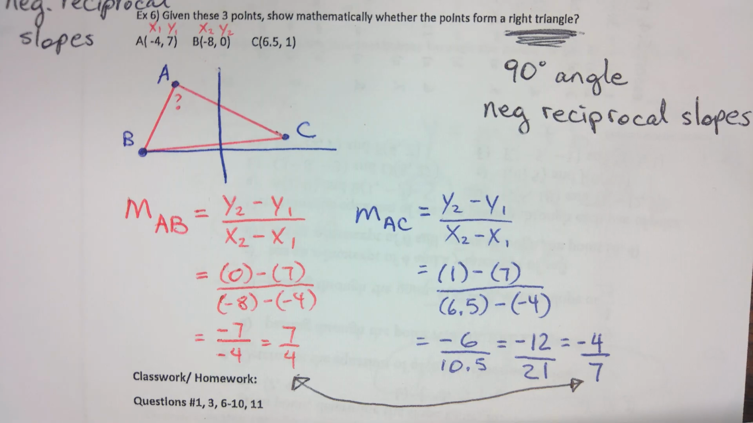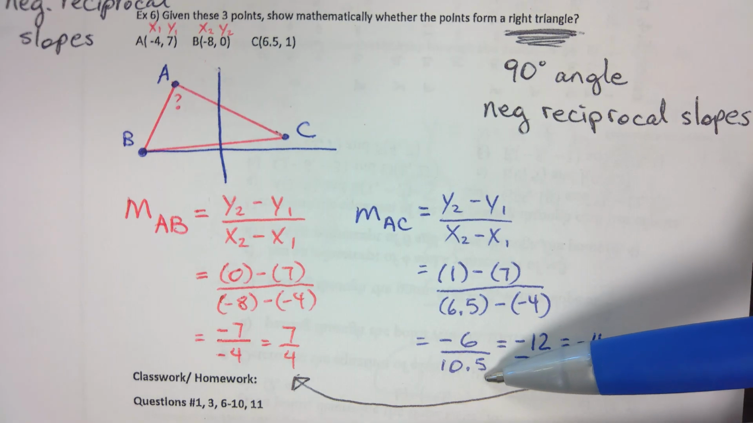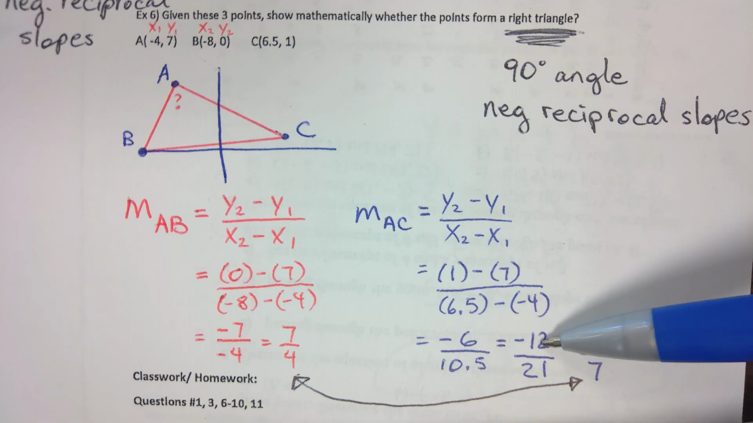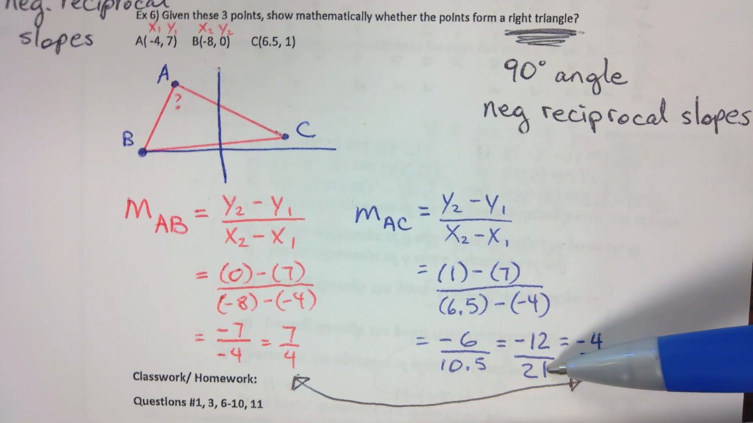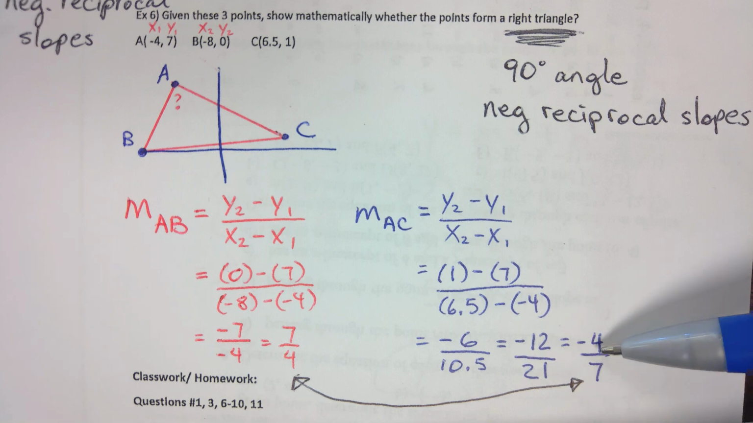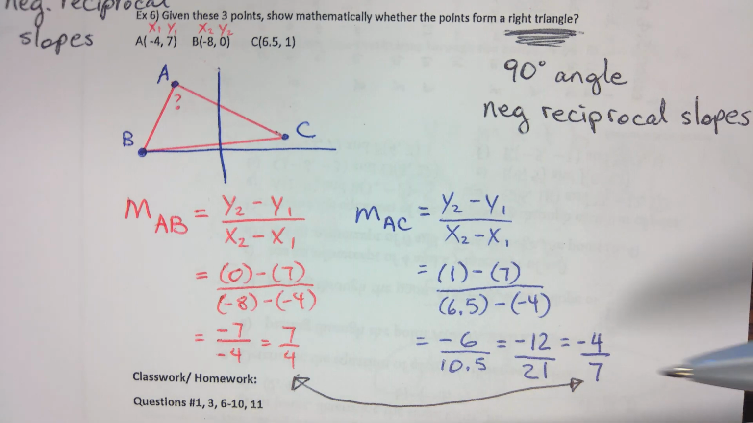Adrina? So notice here I have negative 6 over 10.5, but I don't like decimals in a fraction. It's just weird. So what Martin suggested is I can multiply this whole fraction by 2. So negative 6 times 2 is negative 12. 10.5 times 2 is 21. Now it's a fraction of integers. And then I can actually reduce this fraction.